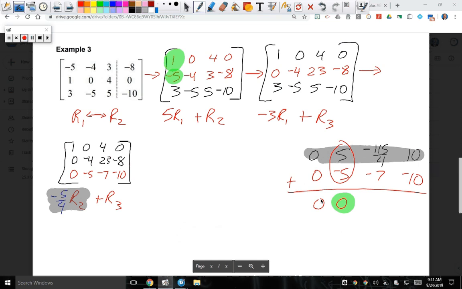Okay? Negative 115/4 is going to add with negative 7. There we go. Scratch work. Negative 115/4 added with negative 7 is the same as just subtracting 7. What must be common before you add or subtract?